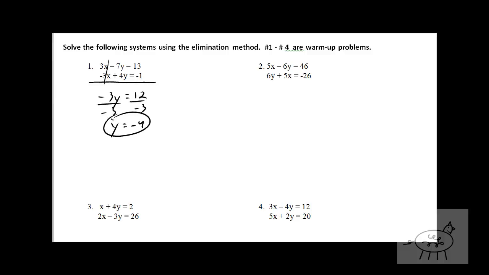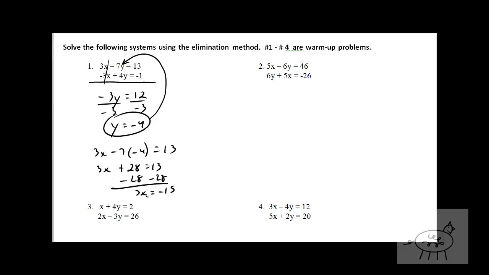Pretty easy. Remember I told you you can plug it back into any one of them. I'm going to plug it back into this one just because I have fewer negatives there. I kind of like it a little bit better. So I get 3x minus 7 times negative 4 equals 13. So 3x plus 28 equals 13. Subtract 28 from both sides. So 3x equals negative 15, and then divide by 3. So x equals negative 5. That is your answer, negative 5 comma negative 4.